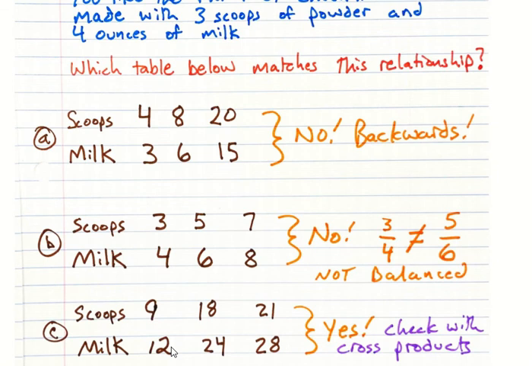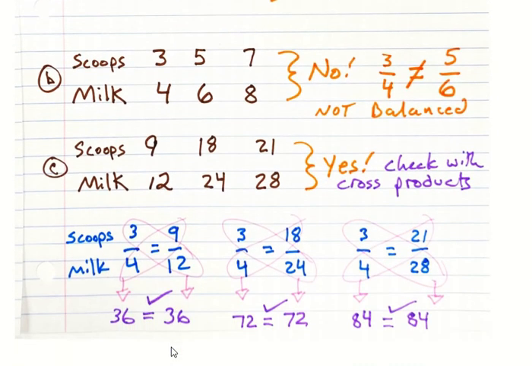How are we going to check? We're going to check with cross products. Cross products is very similar to cross multiply and divide, and it just goes like this. If you have 3 to 4 and you're trying to check if it's the same as 9 to 12, you multiply diagonally on both sides of the equal sign, and you should get the same number. So 3 times 12 is 36, just like 4 times 9 is 36. So you know that it's in balance.